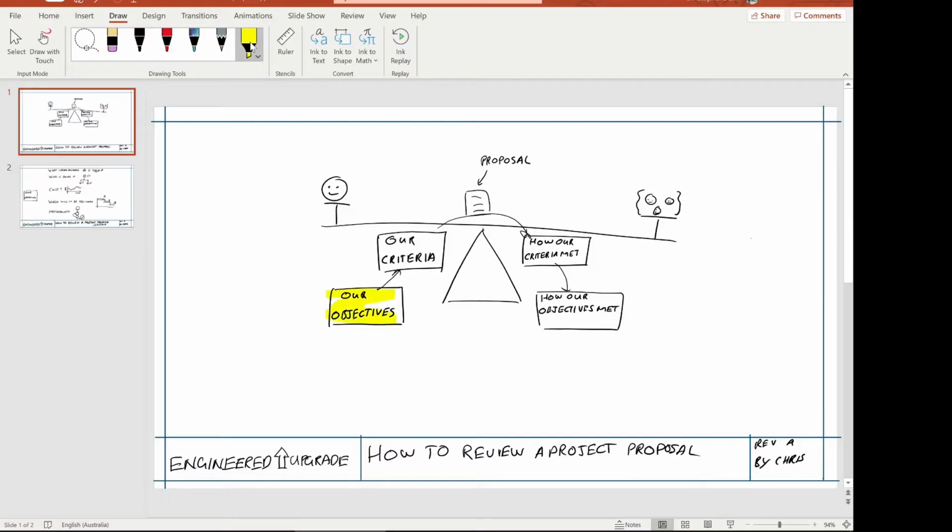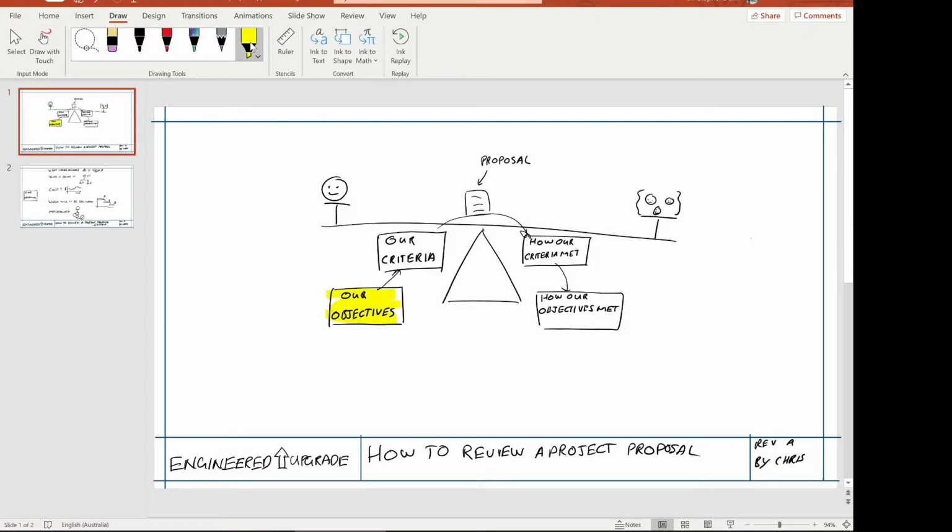So the first step to look at when reviewing a project proposal is to consider what our objectives are. Take a step back and consider not just necessarily what the objectives of the project are, but what your objectives are as an individual. Are you a reviewer who's just looking over this project proposal? Are you evaluating this project for the reasons that it's going to be conducted? Or are you the one who prepared it, taking a step back and saying, well, does this proposal meet my objectives? So the first step in reviewing a project proposal is to identify your objectives.